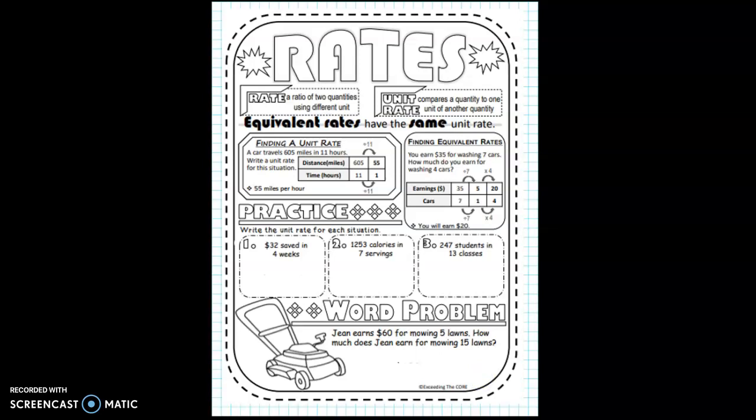3 more practice problems. Write the unit rate for each situation. $32 saved in 4 weeks. We want to find the money we saved in 1 week, so we divide by 4. 32 divided by 4 is 8, so we saved $8 per week.